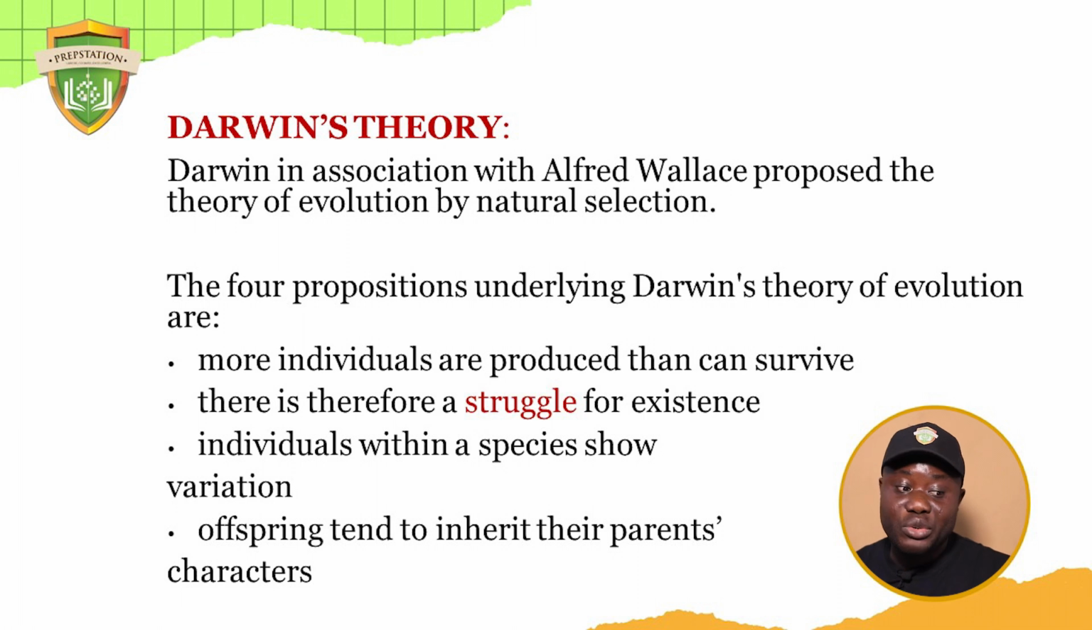And those that will die will be those that have not been selected, or those that are not fit enough to survive. Then individuals within a species show variation. Please don't get confused at this stage. I'm sure that this should not be a new thing to you. Individuals within a species are of the same species, right? But yet they still show variation. What does it mean? They are not the same thing. Even if you give birth to twins today, they are still not the same thing. Are you getting my point now?